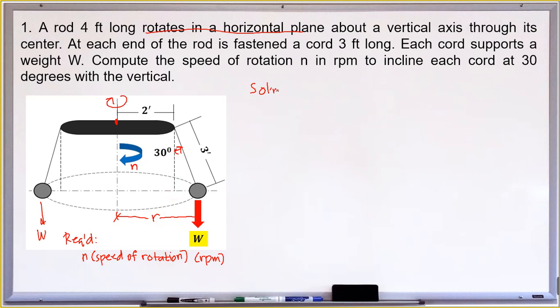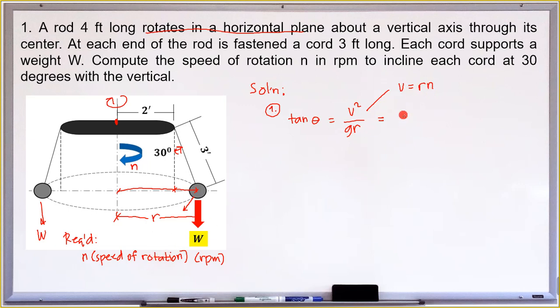Solution. Our R is equal to this length plus this additional length. So for the solution, to solve for the RPM, we're going to use the first equation, tangent theta is equal to v squared over gR. Why am I using this one? Because the tangential velocity of our object can be expressed as the radius times the angular speed, Rn.